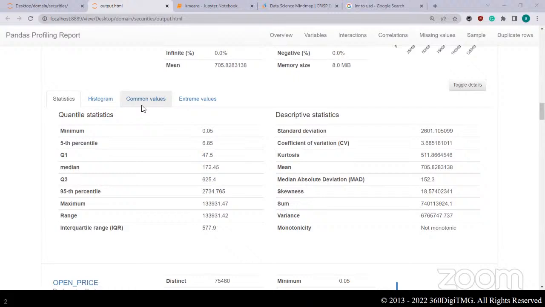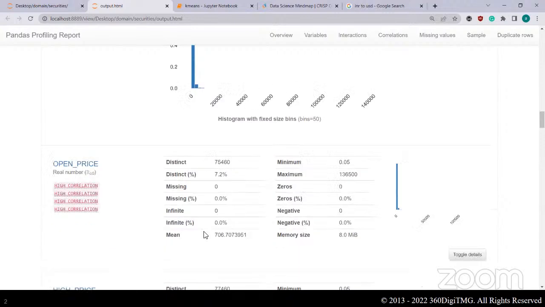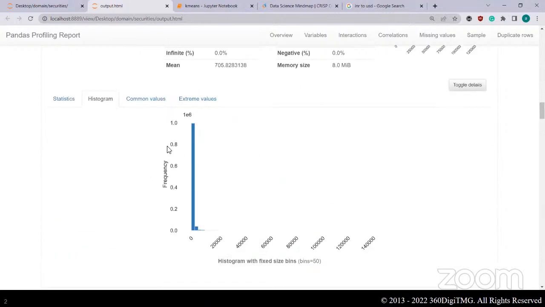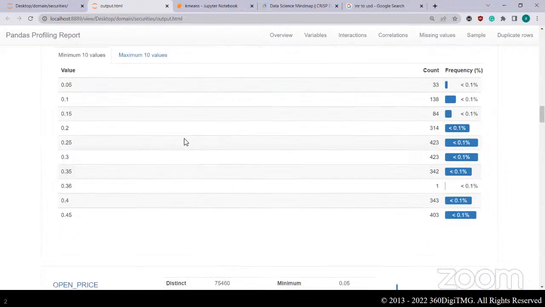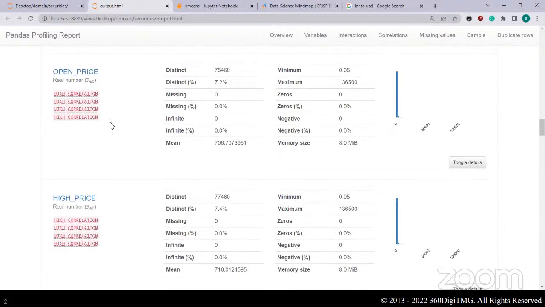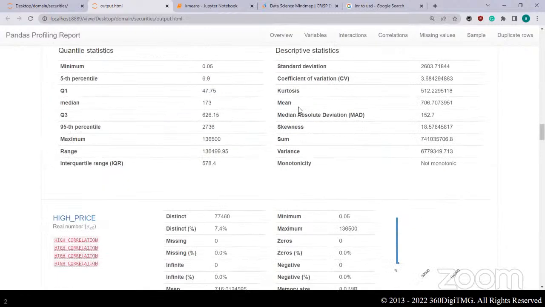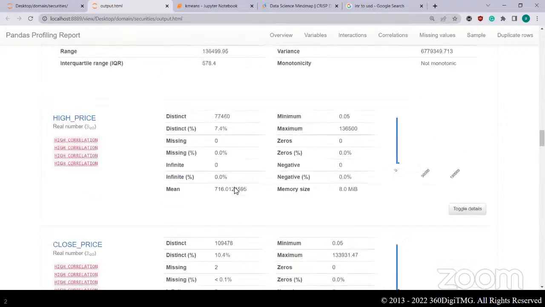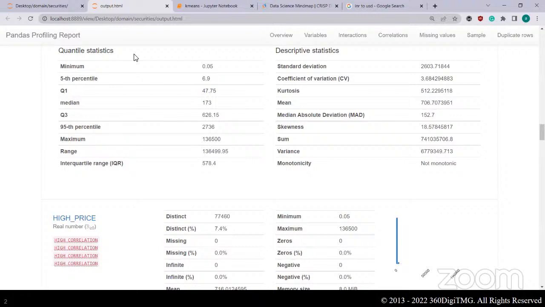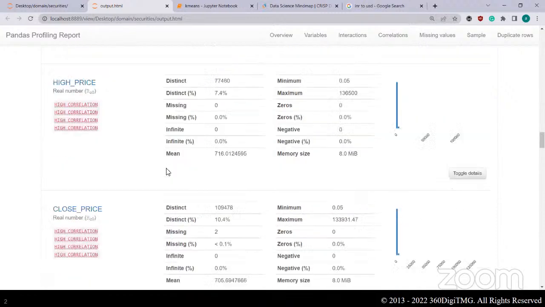Similarly, they have drawn us some histogram. So we can take a look at this histogram. Not very useful. We can also take a look at the most common values, and we can also take a look at the least common values. All right. Similar things we can do for open price. We can take a look at all these descriptive statistics. So for numerical data, you will get the quantile statistics, and you will also get the descriptive statistics.